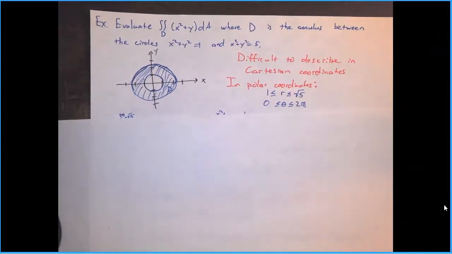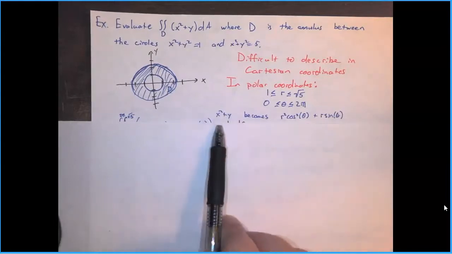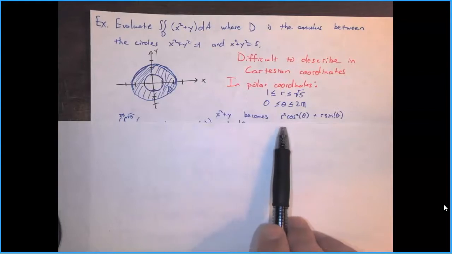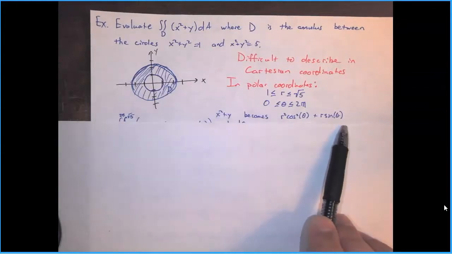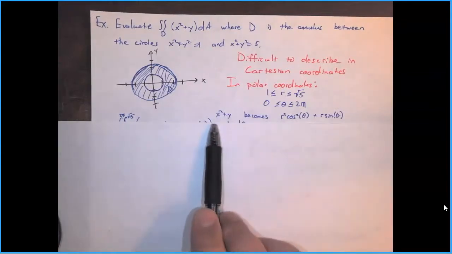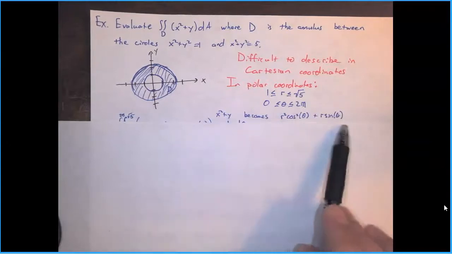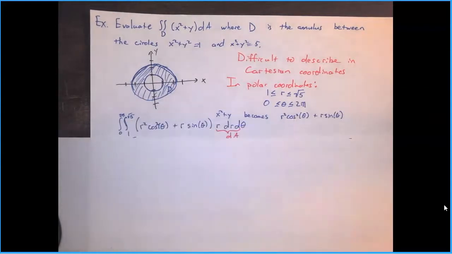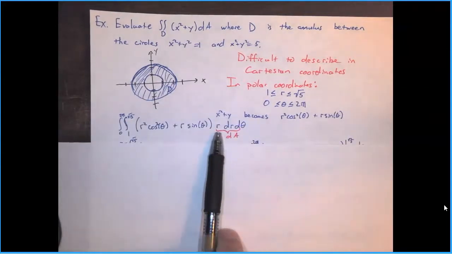Now, before I'm ready to integrate, I have to convert the function I'm integrating into polar coordinates. X squared plus y becomes r squared cosine squared theta plus r sine theta, because I replace x with r cosine theta, and I replace y with r sine theta. So this is the function I want to integrate in polar coordinates, and you have to remember when I set up this integral, I need to multiply by r.